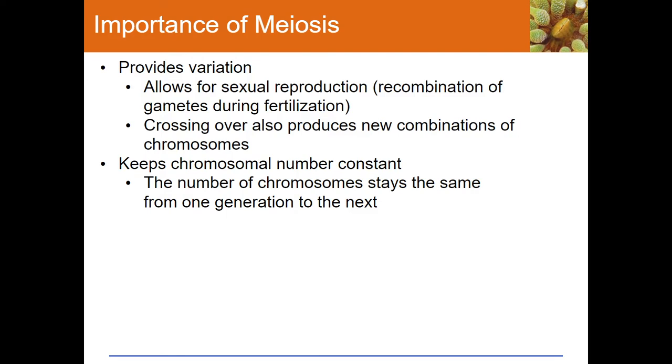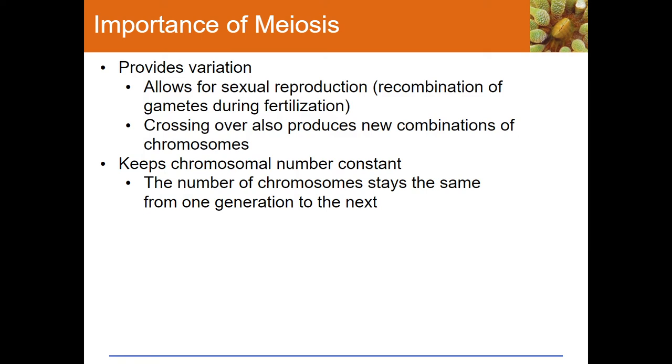Crossing over also produces new combinations of chromosomes, and it keeps the chromosomal number constant, because as we know, polyploidy in humans is lethal. So it is important that you get the right amount of chromosomes to ensure the survival of the offspring. Okay, and you're getting one set from mom, one set from dad, and that's kind of like getting a backup set just in case you have faulty genes. So it's a good thing that you have an extra set, essentially, okay, because you never know what you're going to get.